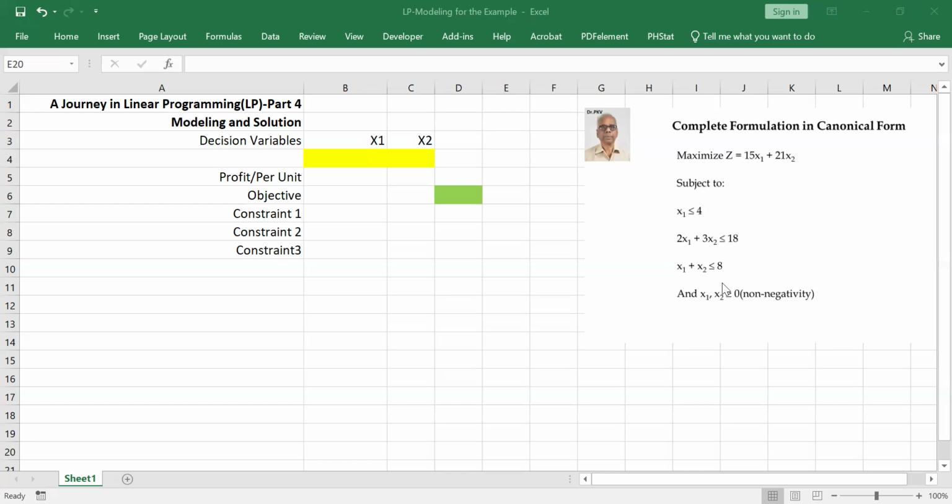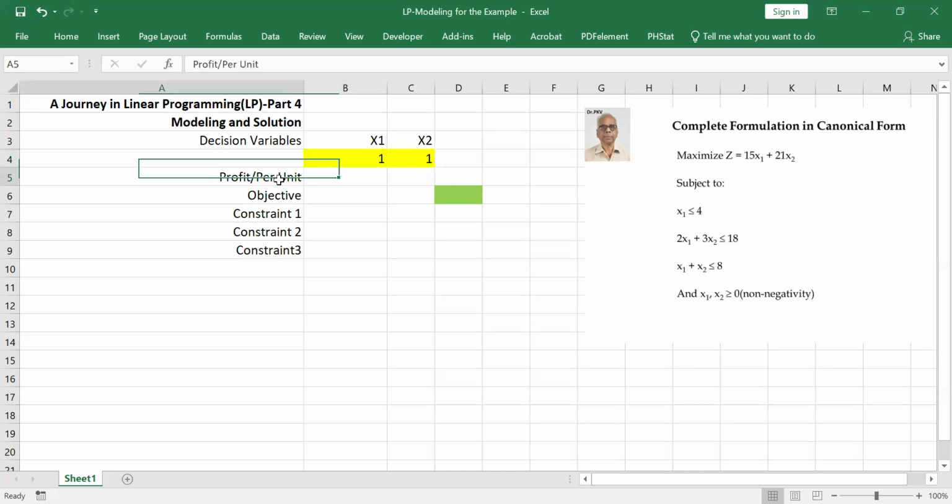I will take you in a step-by-step manner. I write here decision variables and put here x1 and x2. Then I put a yellow color here, showing that the values of these decision variables are unknown. We'll have to find out by solving the problem. So I enter some trial solution, just 1 and 1. These are trial values, shown in cells B4 and C4, and they will have to be varied to get the final solution.